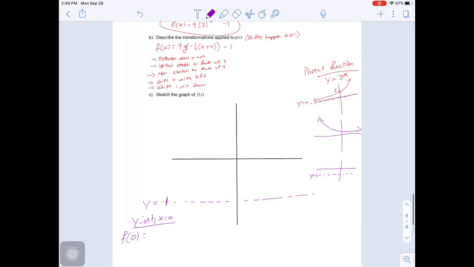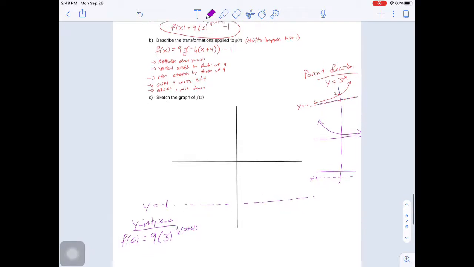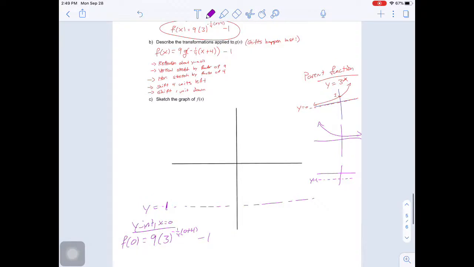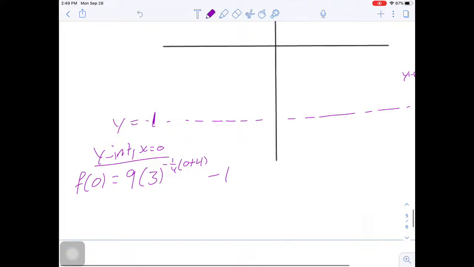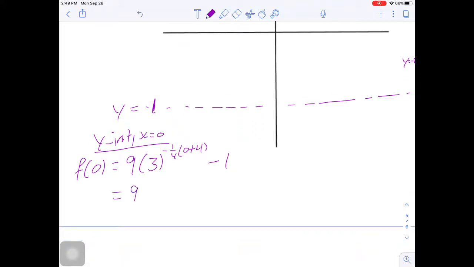So I will get 9 times 3 to the power of negative 1 over 4, 0 plus 4, minus 1. So you can see here we've taken our x value and we've plugged in 0 for it. And let's solve this. So this will be 9 times 3 to the power of negative 1 over 4. 0 plus 4 is 4, minus 1. We'll get 9 times 3 to the power of, 4 times negative 1 over 4 is simply negative 1, and then subtracting 1.